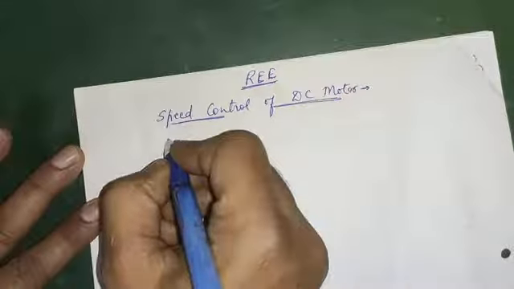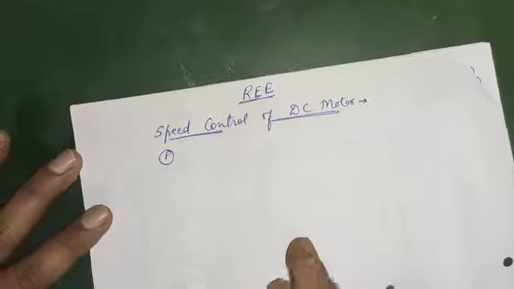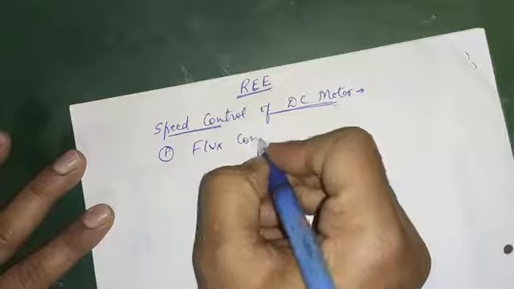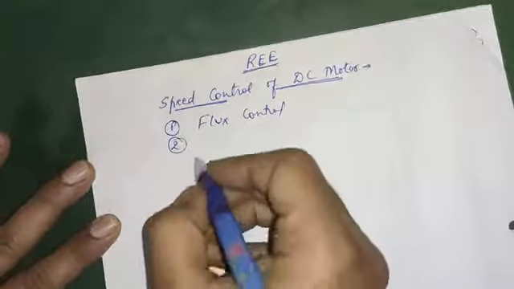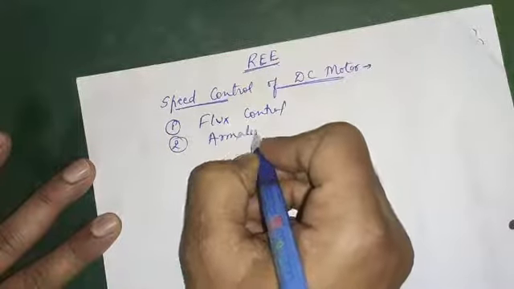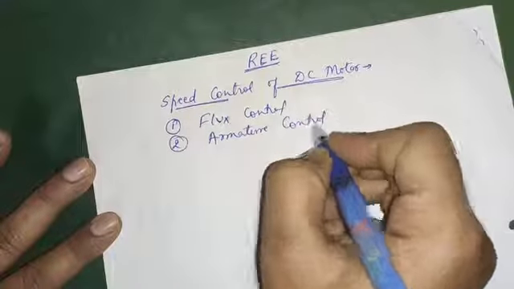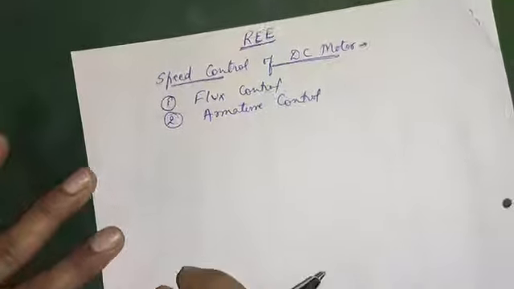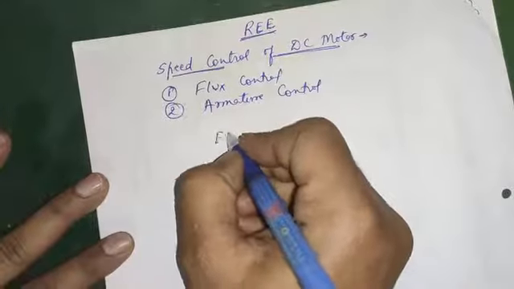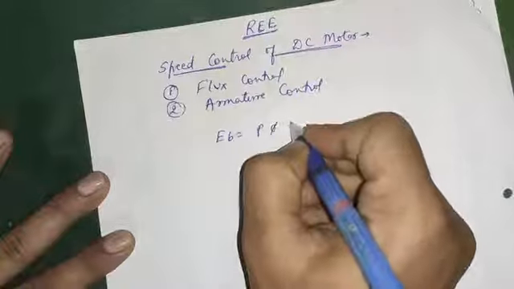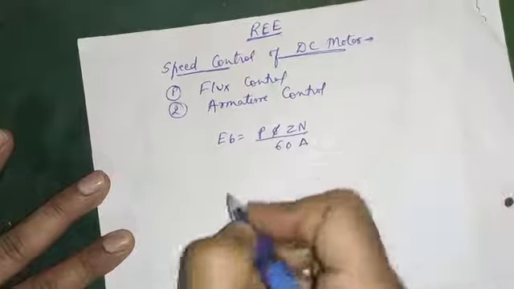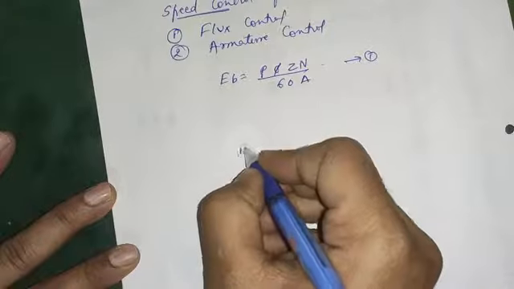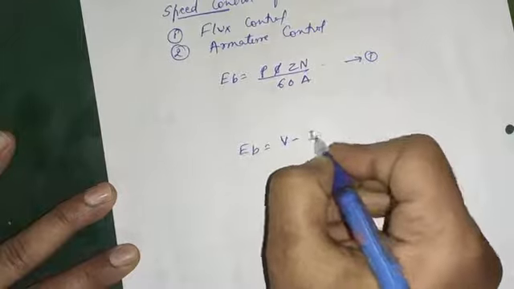Basically there are two methods by which we can control the speed of a DC motor. First one is flux control, then second is armature control. Now the question is, how can we change the speed of a DC motor? We know that EB is equal to P phi Zn upon 60A. This is the first equation, and the second equation is EB is equal to V minus IaRa.